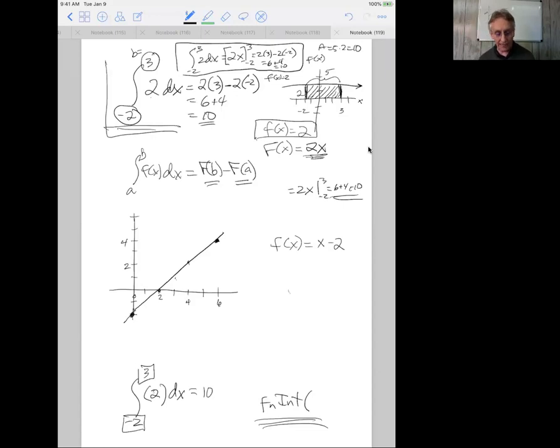For me, I've got the FNINT. If you're ever dealing with that, what I've got to do is plug in what the function is. It's in terms of x, and it's going from -2 to 3. So that's what I've got to plug in. I've got 2 as the function, comma, in terms of x, so dx, and then -2, comma, 3. Close parenthesis, and I get 10.